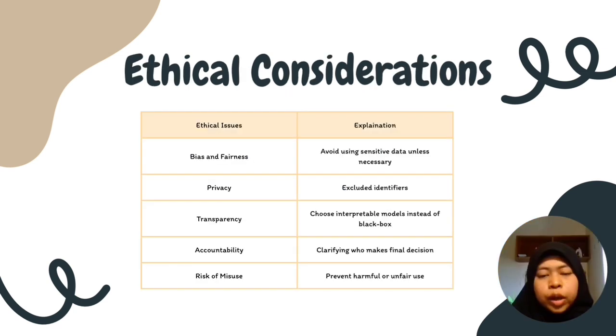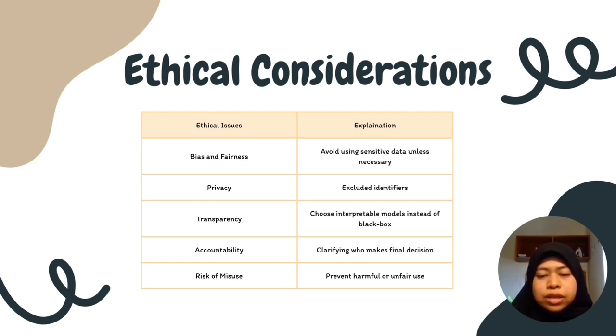When implementing a predictive model in education, it's important to consider ethical risks and responsible use. We have identified several potential challenges and ways to address them. The first one is bias and fairness. We avoid using sensitive data such as gender and family income. This data will either be excluded or analyzed separately to avoid discrimination. We aim to use only academic-related features such as attendance and exam score to ensure fairness in our model.